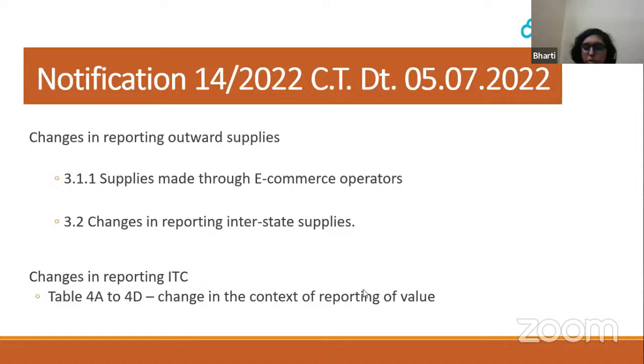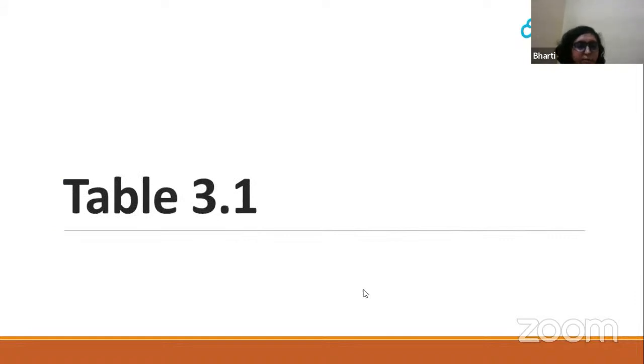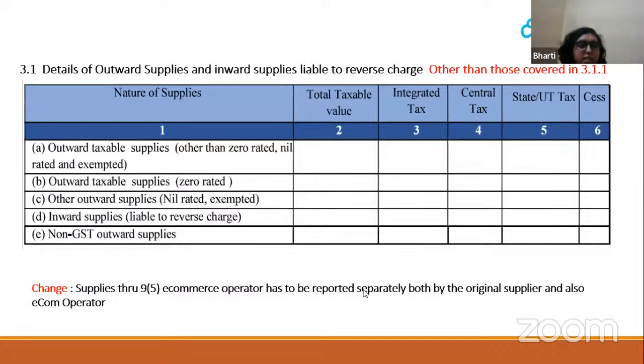And the changes in reporting ITC are in table 4A to 4D, while the changes in the context of reporting of value are in table 3.1. So let's talk about table 3.1. Earlier, table 3.1 had all the outward supplies and supplies liable to reverse charge. Now it will have outward supplies and inward supplies liable to reverse charge other than those covered in 3.1.1. So it will exclude the supplies made through e-commerce operator.